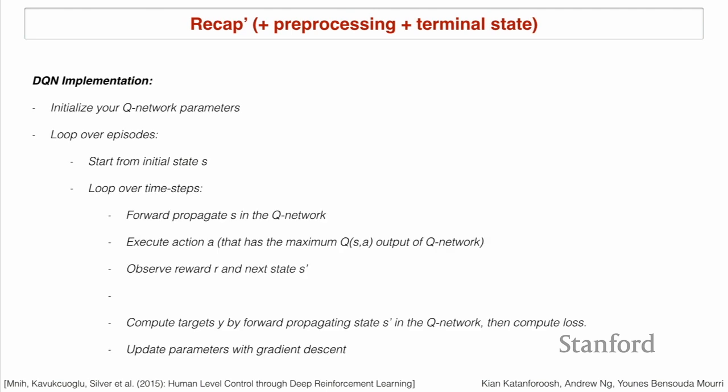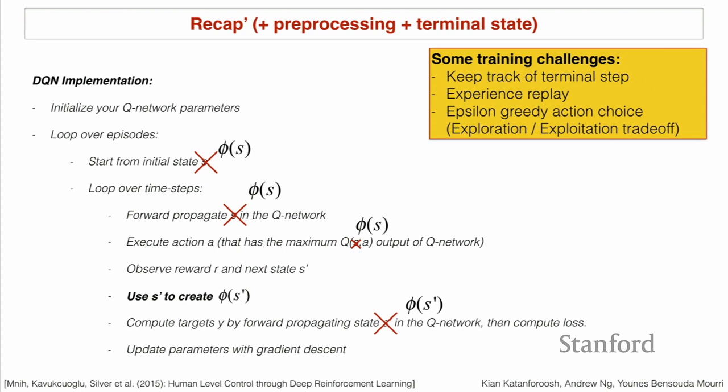And we get back to our training loop. What do we need to change in our training loop? We said that 1 frame is not enough, so we preprocess all the frames. The initial state is converted to phi of s. The forward propagated state is phi of s, and so on. Everywhere we had s or s prime, we convert to phi of s or phi of s prime, which gives us the history.